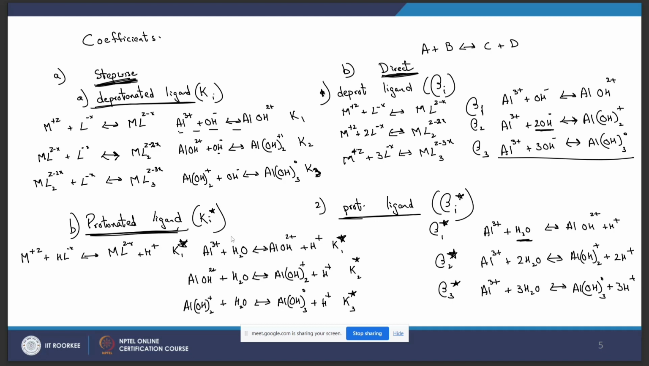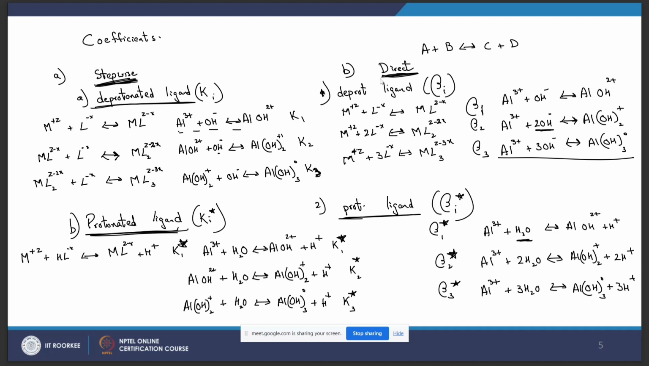Next, when the equilibrium constant is in terms of K star, then we take the protonated ligand. That is, previously we took OH minus, here we take H2O. So when the ligand is in the protonated form and the final equation has H plus, then we denote the equilibrium constant in terms of K star.